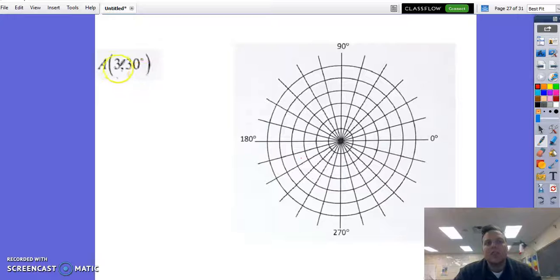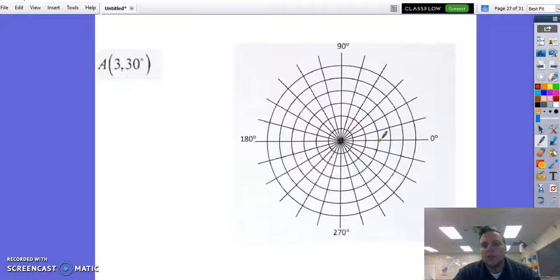Okay. So, plot A, the r is 3, angle is 30. r being 3 means I'm on the third circle, and it was positive 3, so I go right this way. And then I just need to go to 30 degrees. Now, you might be wondering, where is 30 degrees?